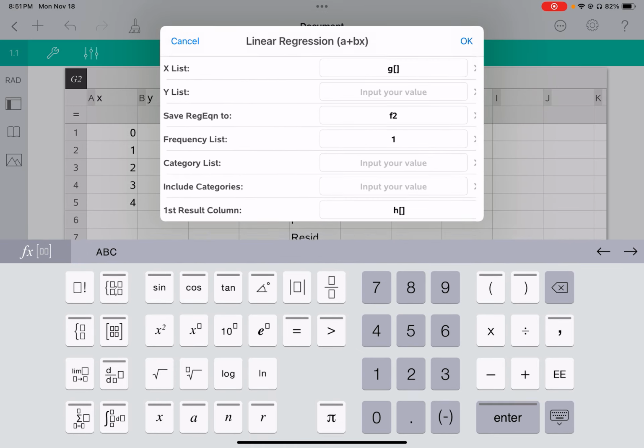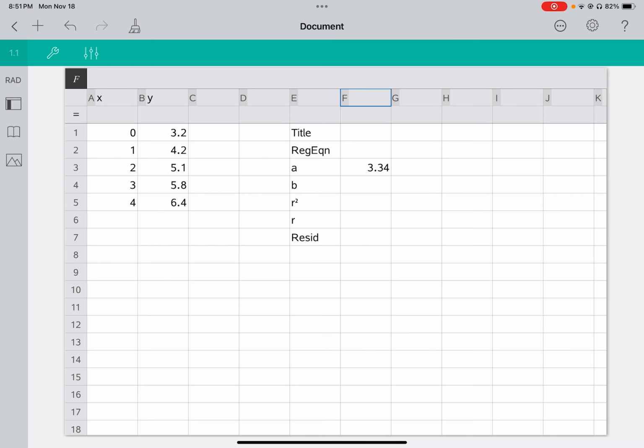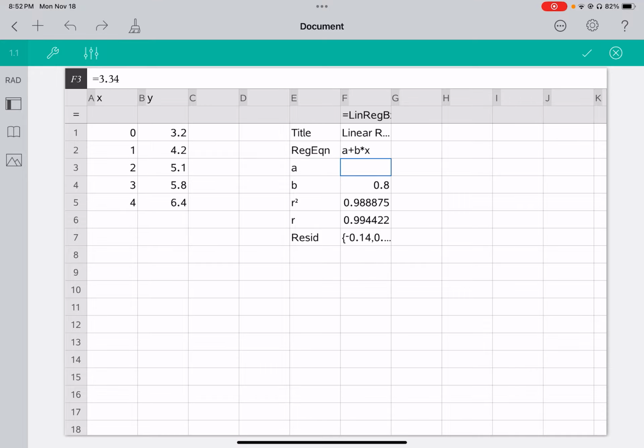and I completely messed it up. I don't know what happened. I wonder if I can delete this. Okay, there we go.